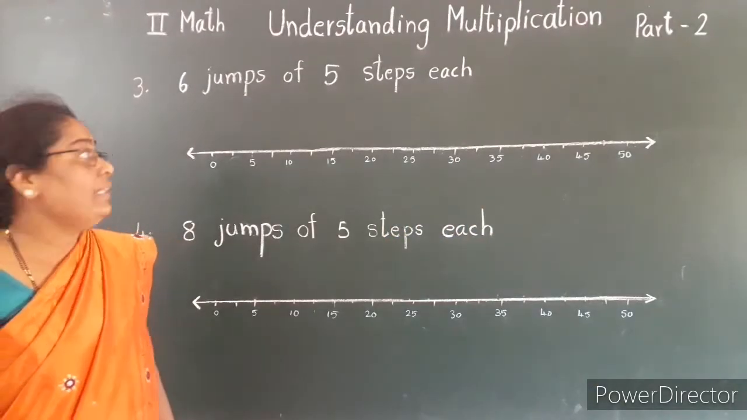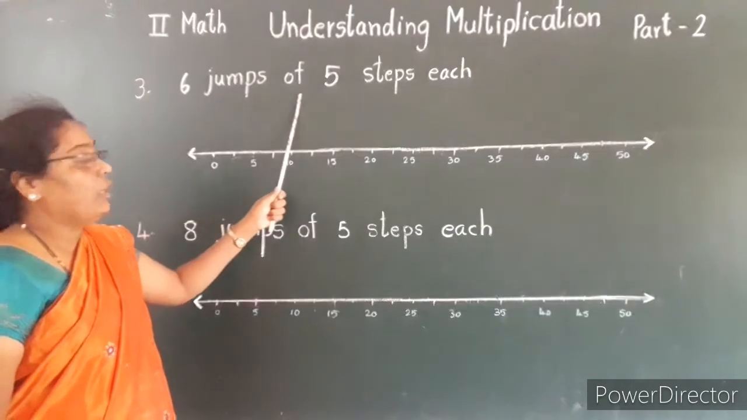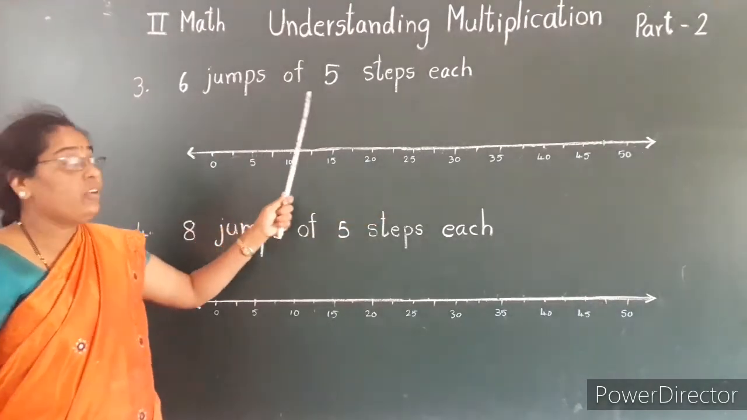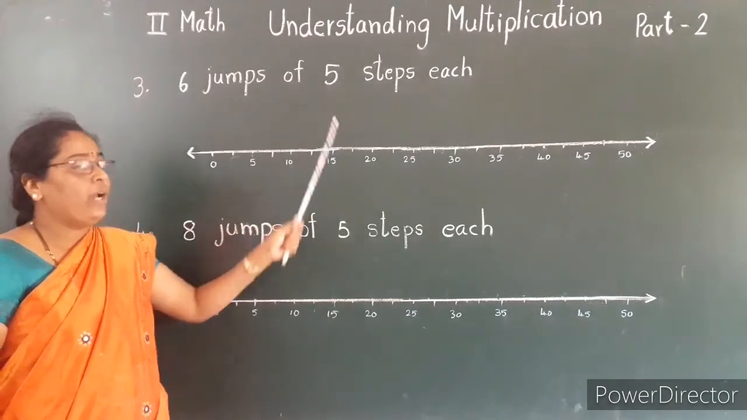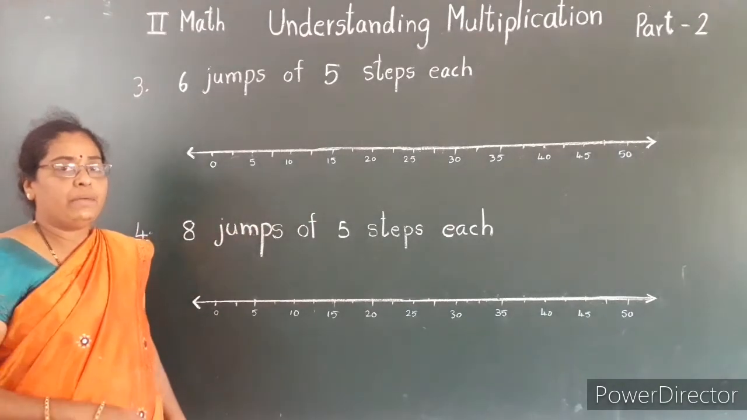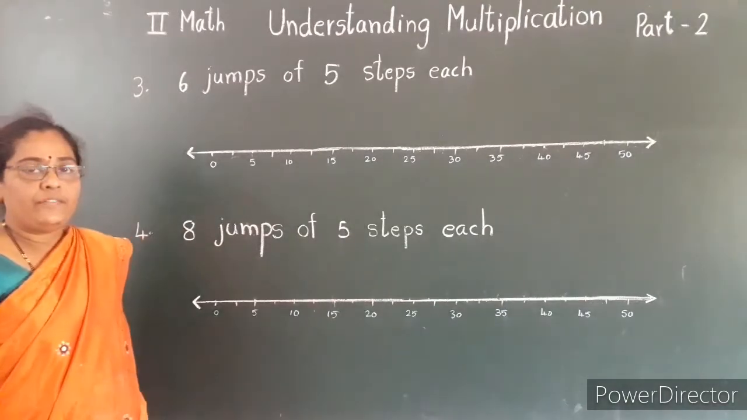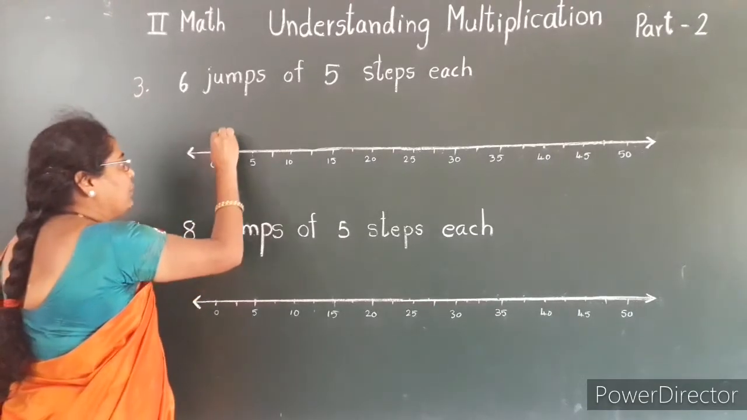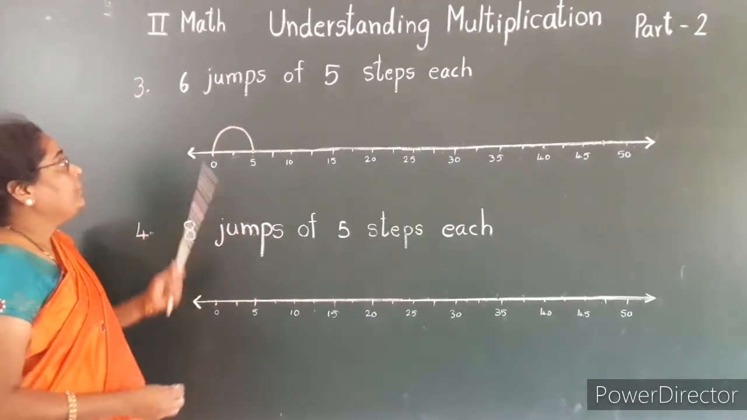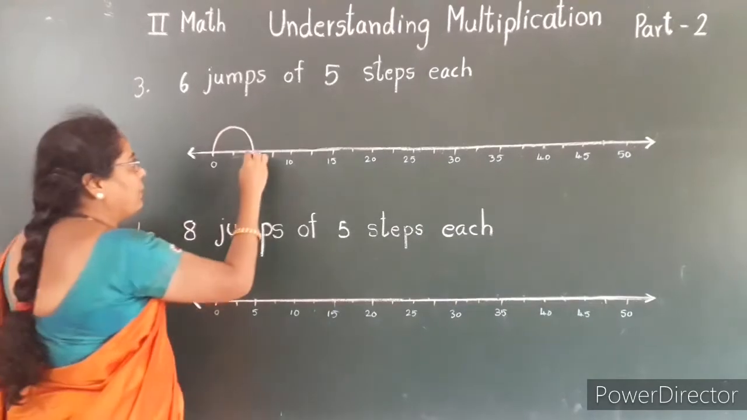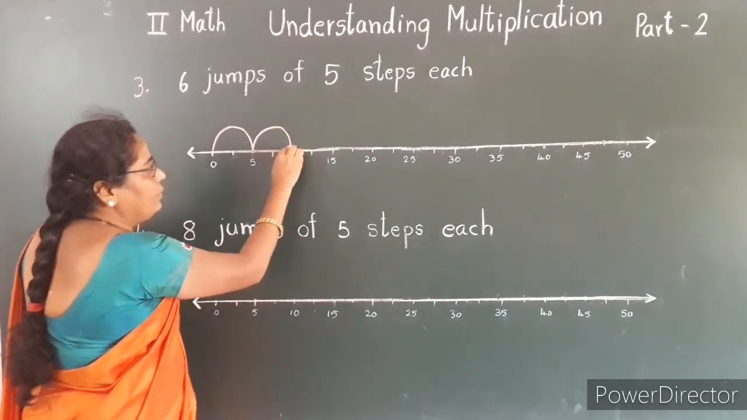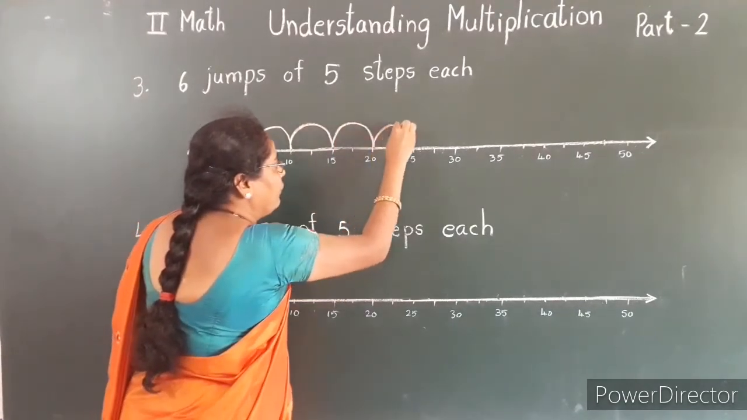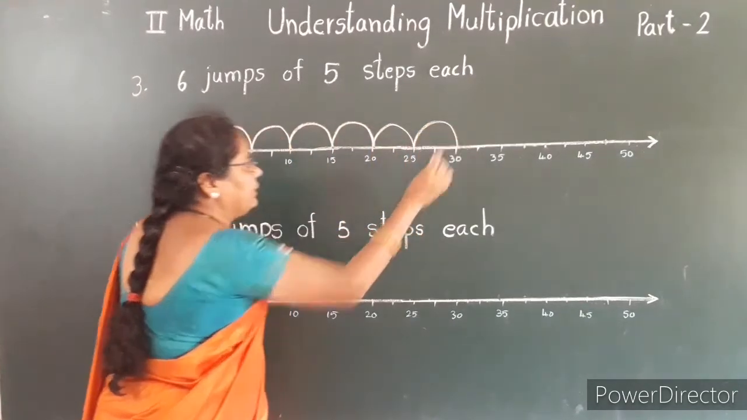Our next example. 6 jumps of 5 steps each. Here you have to jump 5 numbers after 5 numbers. Start from 0, 0 to 5. 1 jump. You need to jump 6 times. 1, 2, 3, 4, 5, 6.